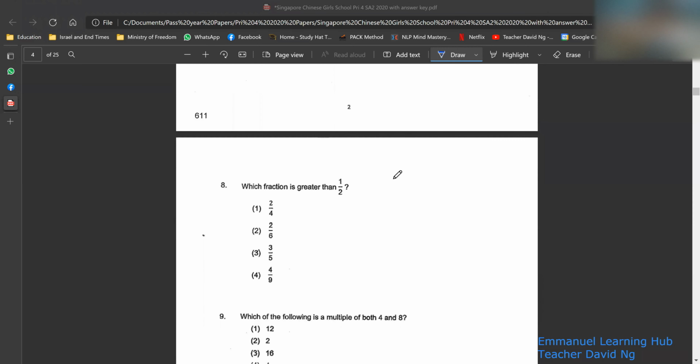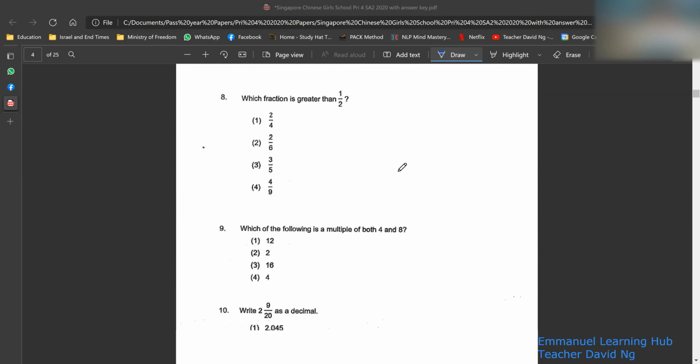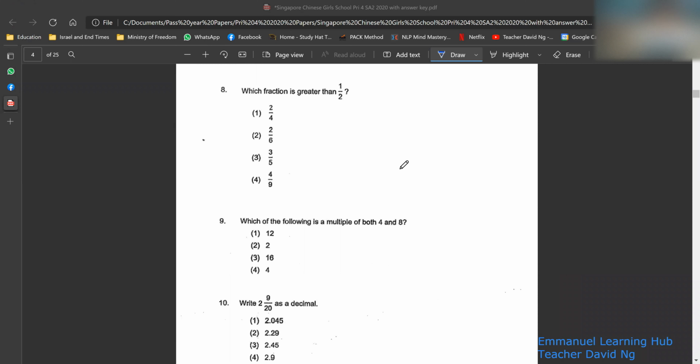Okay, let's move on. Okay, question 8, what is your answer? Question 8. My answer is number 1. Okay, number 1 is wrong. So I have to go through this question with you. So same thing, I'm going to mark an asterisk here.